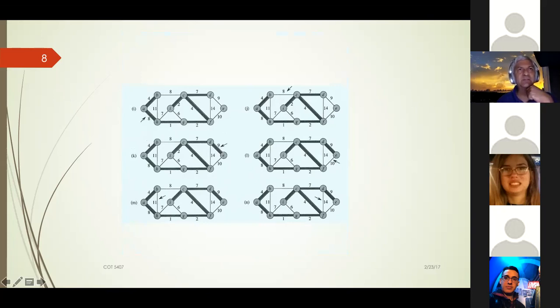Then 10 is considered, and it forms a cycle, and so that gets discarded. Then the 11 is considered, which also forms a cycle, and it gets discarded. Then the 14 is considered, and it gets discarded because it forms a cycle. So in the end, this is what you end up with. This is what you get, and that's your minimum spanning tree.